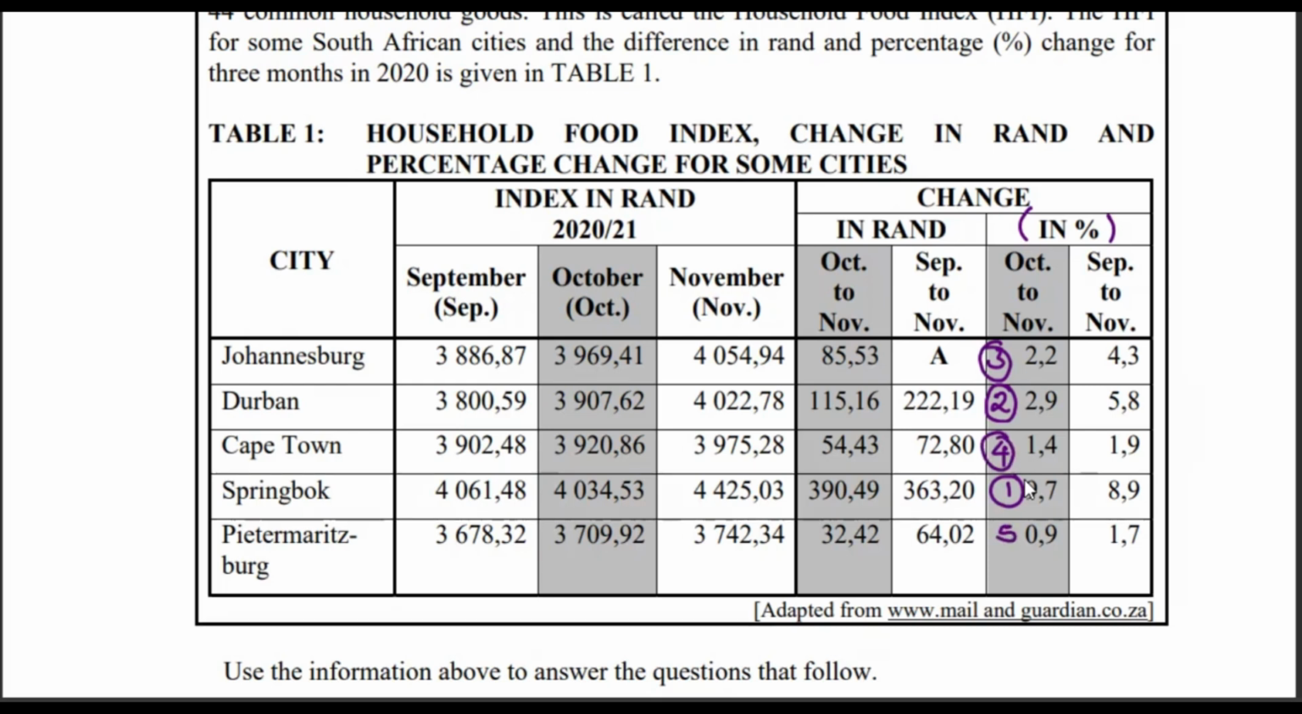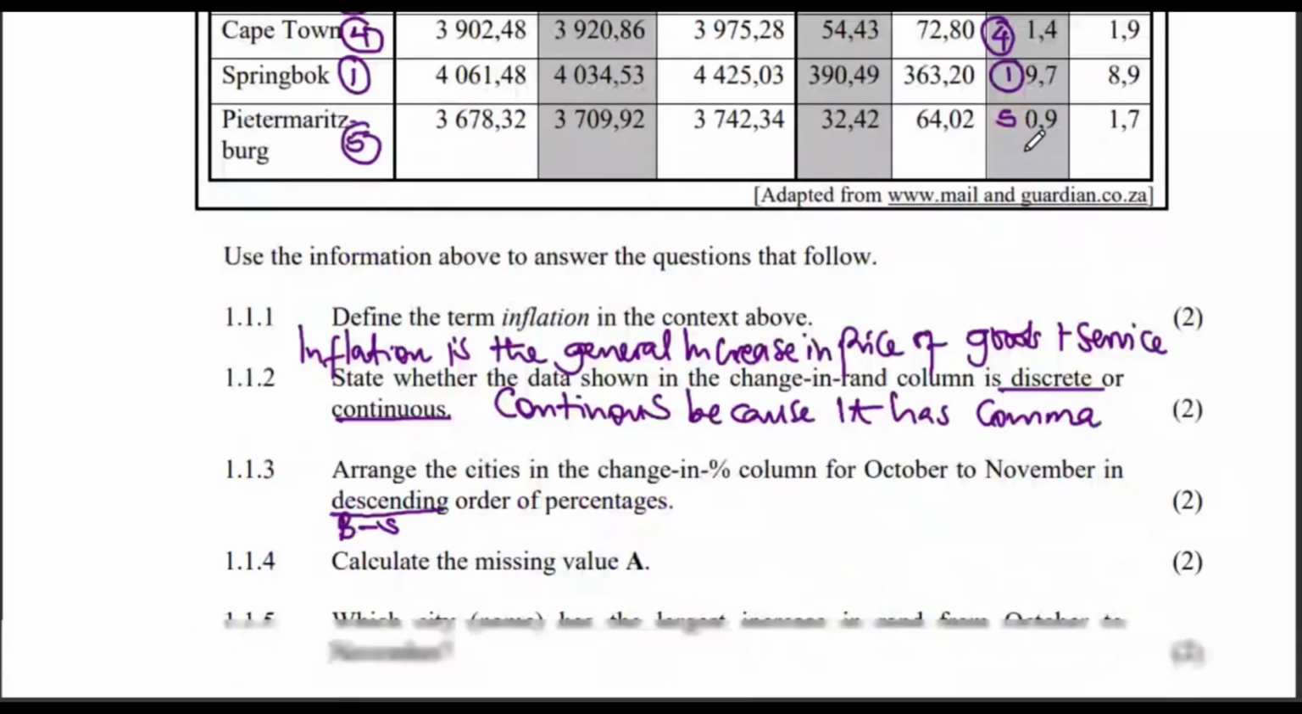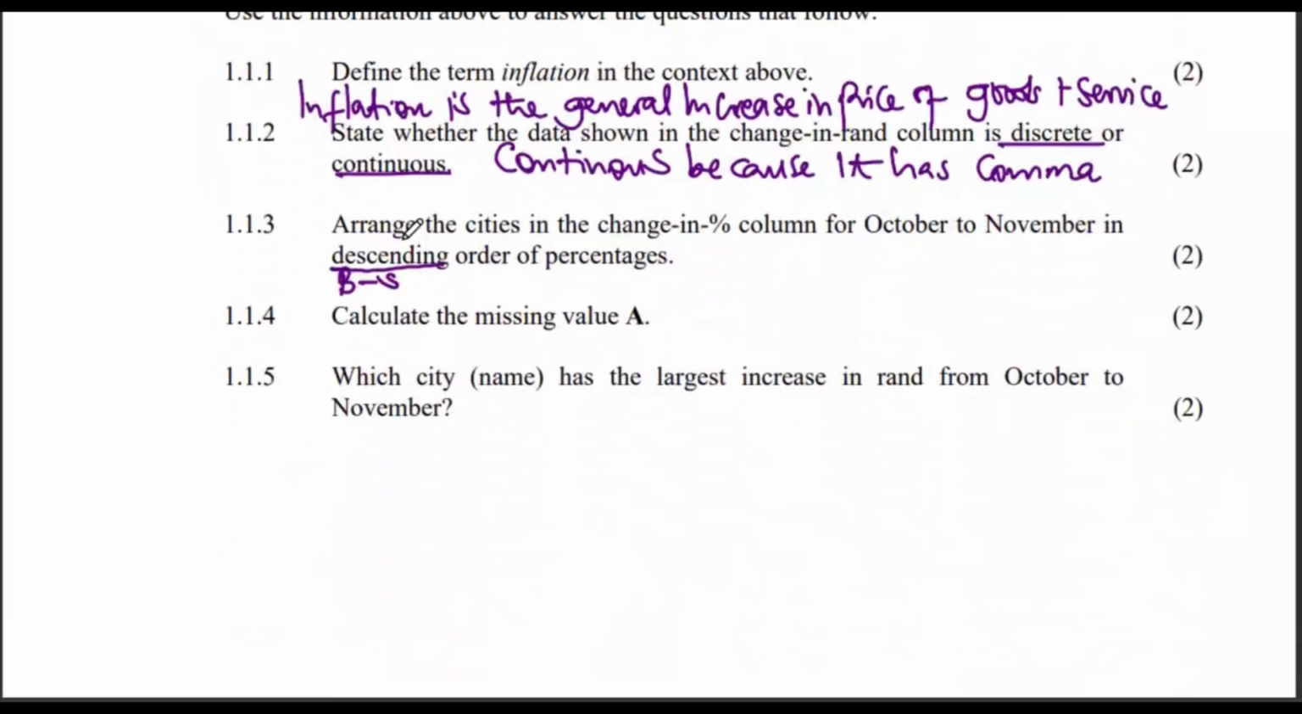So if you're to arrange the cities, you start with city number 1, Springbok, followed by Durban, followed by Johannesburg, then Cape Town and Pietermaritzburg. Remember, you are arranging the cities, not the values. But you're going to use the values in this column to get the cities.